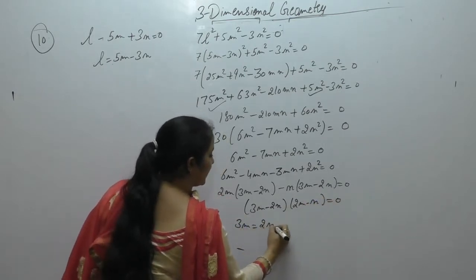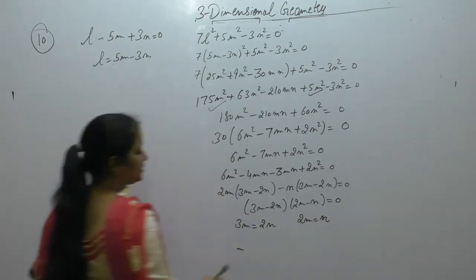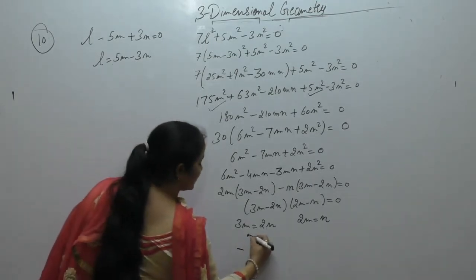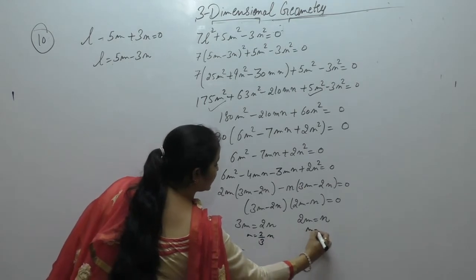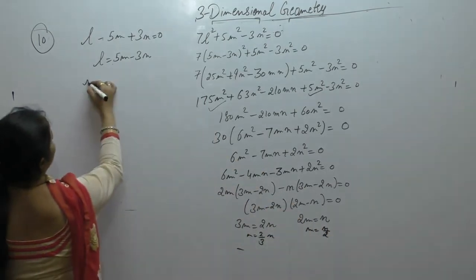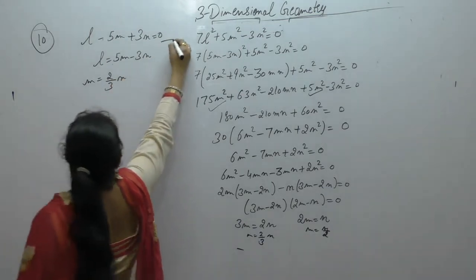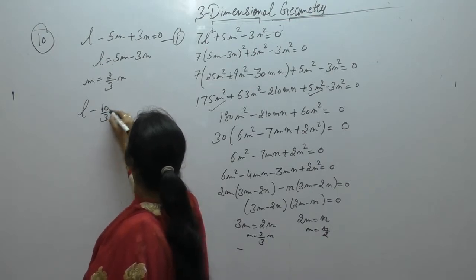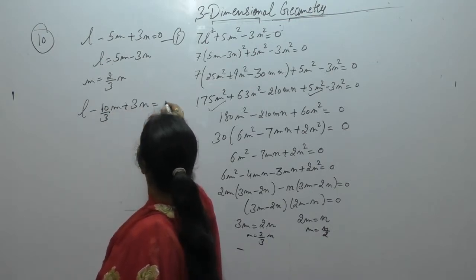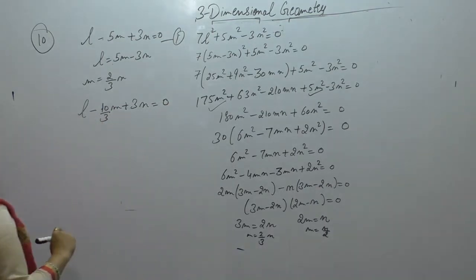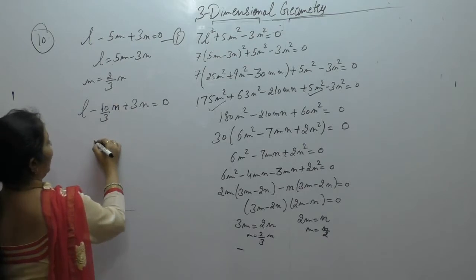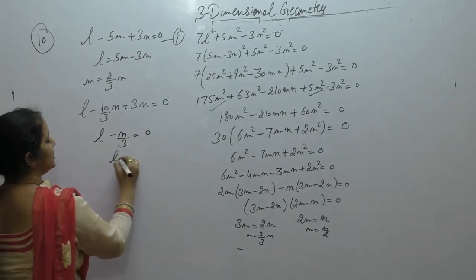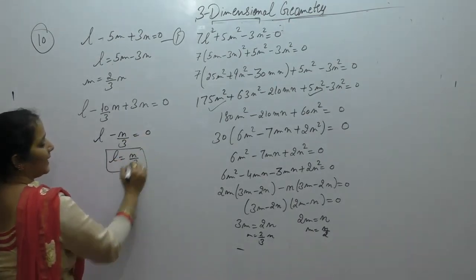3m is equal to 2n, or 2m is equal to n. So what we get? m is equal to 2/3 n, or m is equal to n/2. When m is equal to 2/3 n, put this value in equation 1. l minus 5 into 2 is 10/3 m plus 3n is equal to 0. Value of m in terms of n. 3 into 3, 9. So minus n/3 is equal to 0. So we get l as n/3.